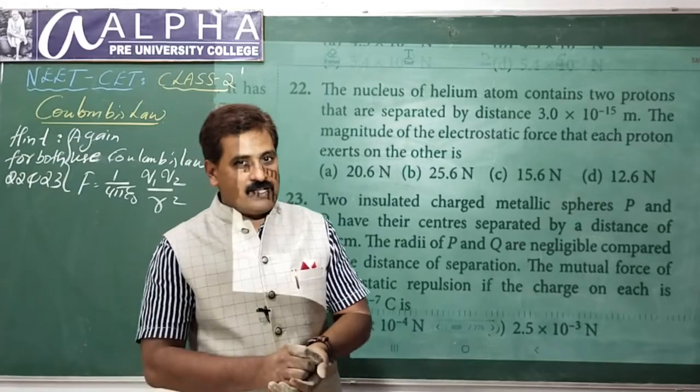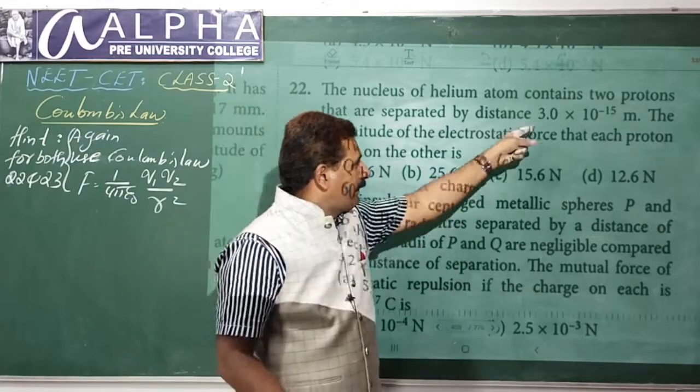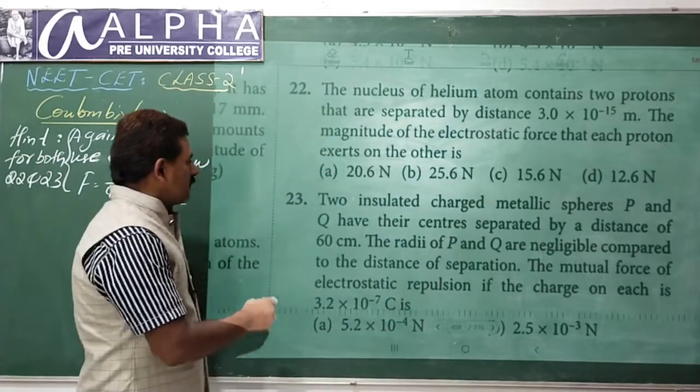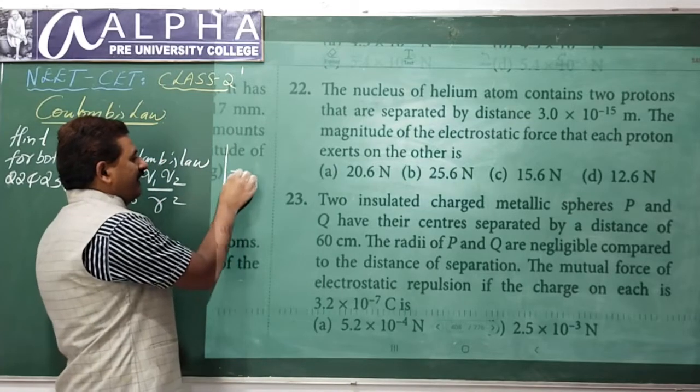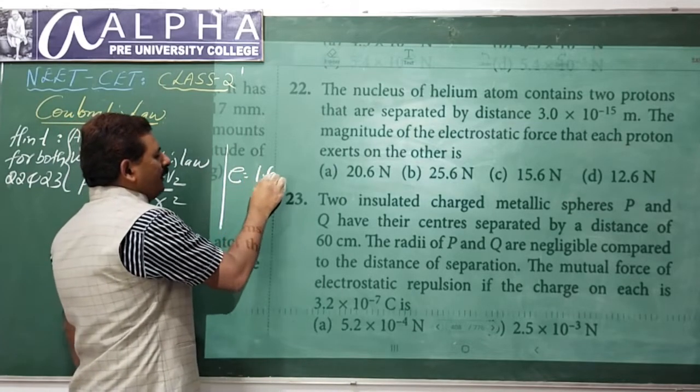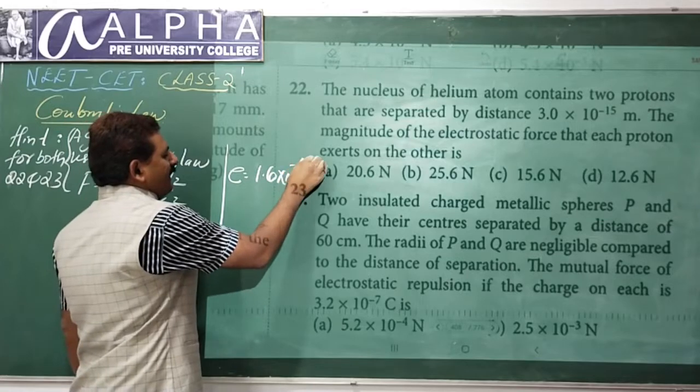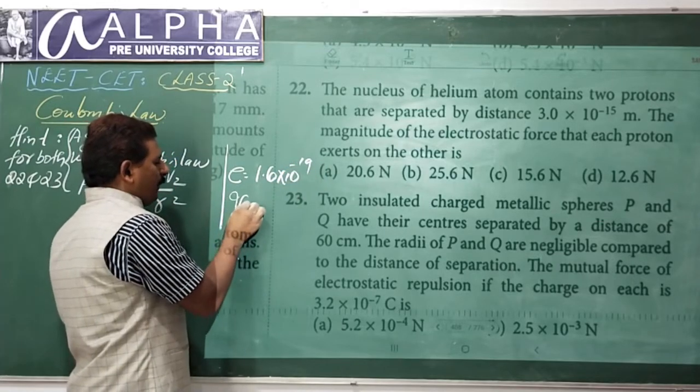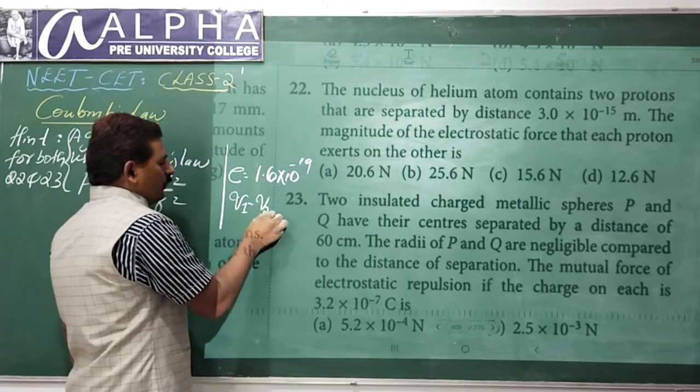Protons are positively charged. He has given the separation. What is the charge of each proton? Can you tell me? Yes. E equals 1.6 10 power minus 19. Therefore, in our problem, Q1 equals Q2 equals E.